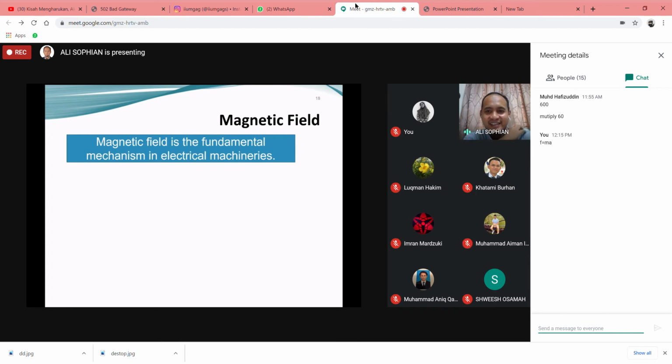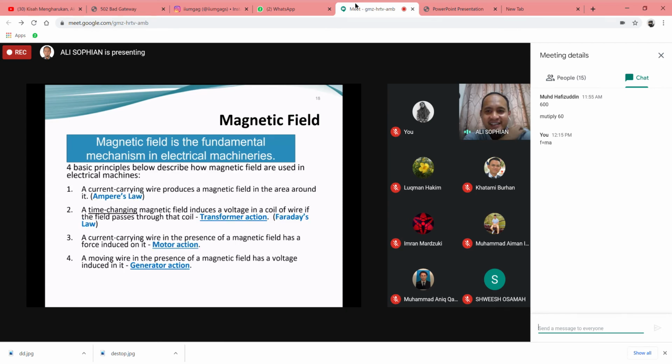Now, magnetic field is the fundamental mechanism in electrical machines, and that's why we need to know it as basic knowledge. There are four basic magnetic field principles that are used in electrical machines. The first one is that a current-carrying wire produces a magnetic field in the area around it. If you have a wire and you drive a current through it, a magnetic field will be generated around the wire. That's basically Ampere's law.